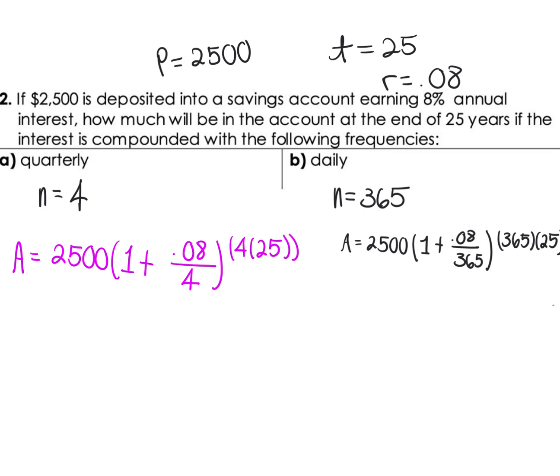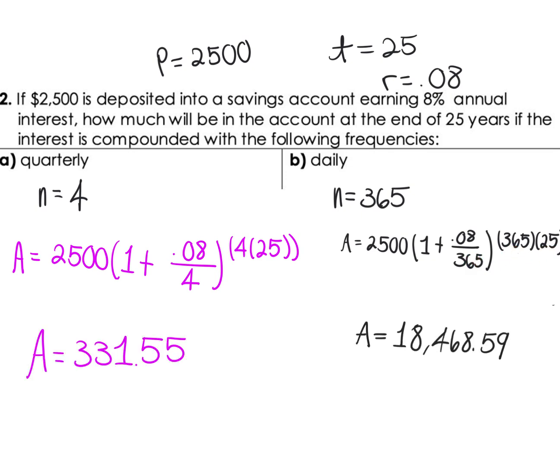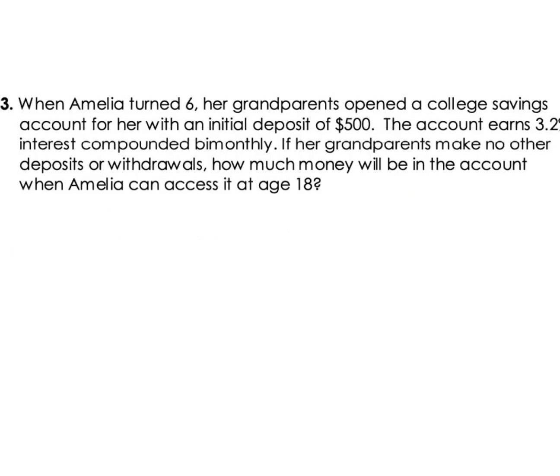So this is the way we can set it up. For A, the amount is 2,500 times (1 plus 0.08 divided by 4), and that is all raised to the power 4 times 25. And for part B, we have A equals 2,500 times (1 plus 0.08 divided by 365), and that's all raised to 365 times 25. So the amount for part A is $18,331.55. The amount for part B is $18,468.59.